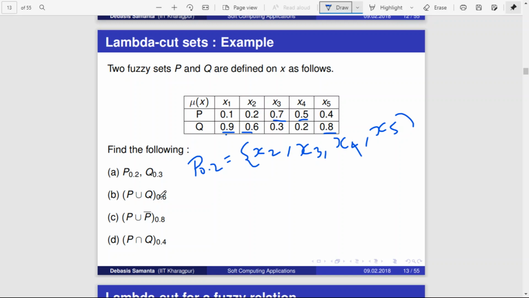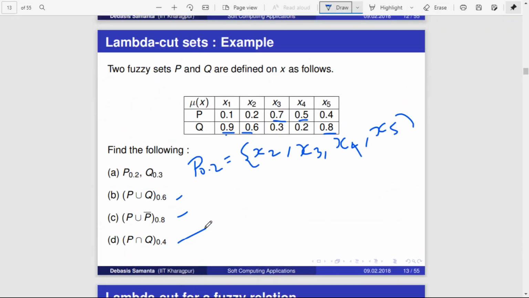Then you have to calculate which is greater than or equal to 0.6. Is this greater than 0.6? Yes. Is this? Yes. Is this? Yes. Is this? No. So we will get only x1, x2, x3 and x5. We won't get x4. Similarly, you can calculate for P union not P with alpha cut value 0.8, and P intersection Q with alpha cut value 0.4. All these you can work out as homework.